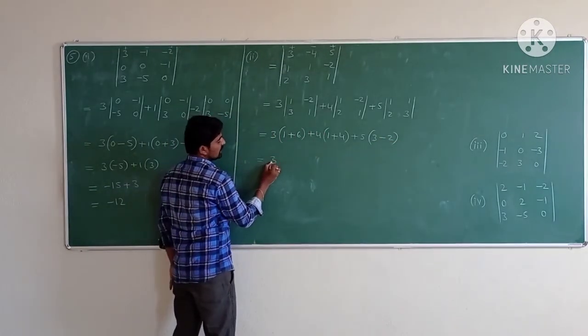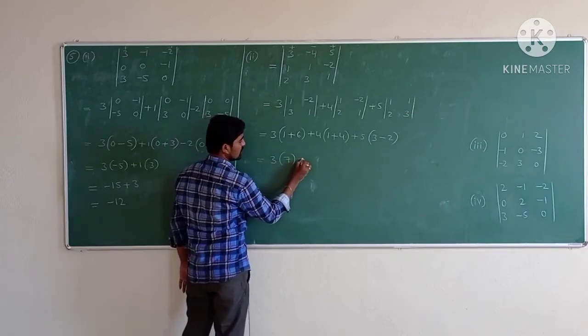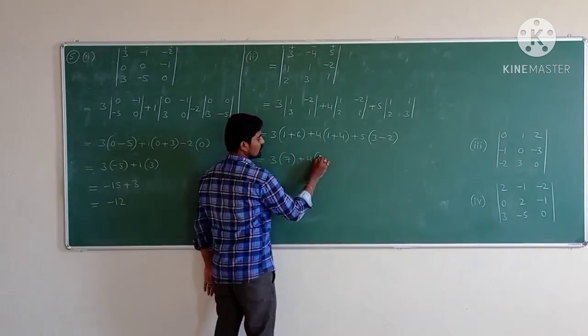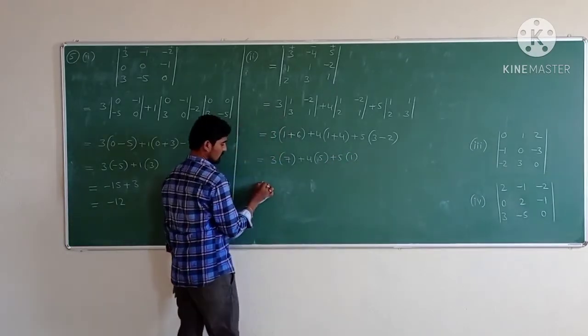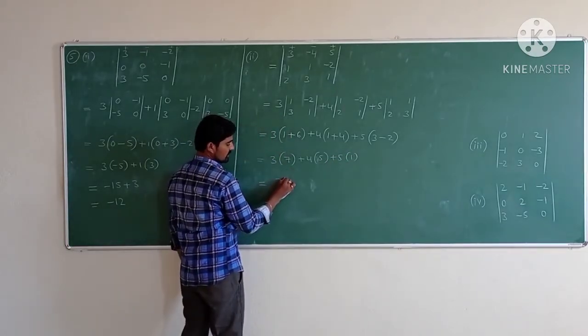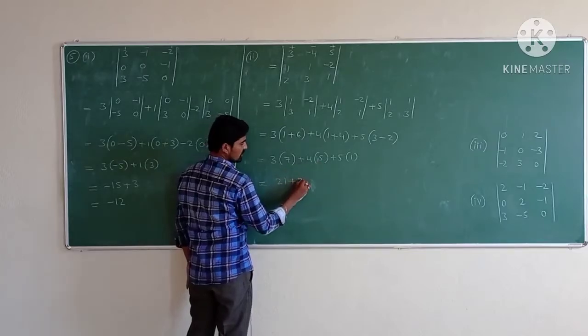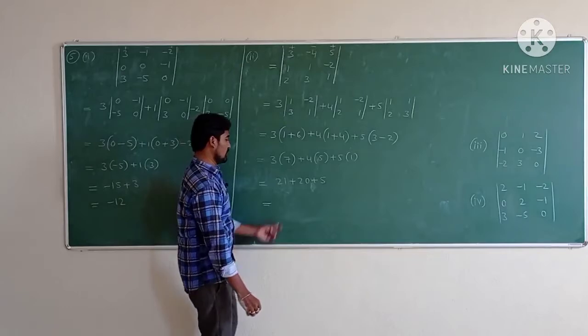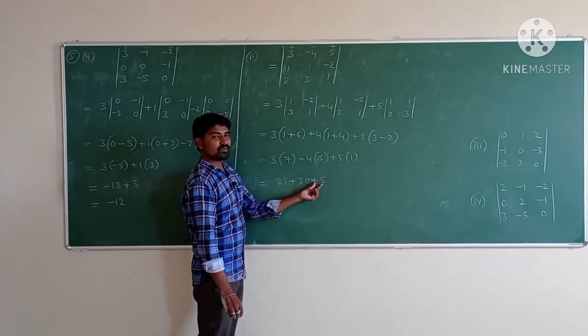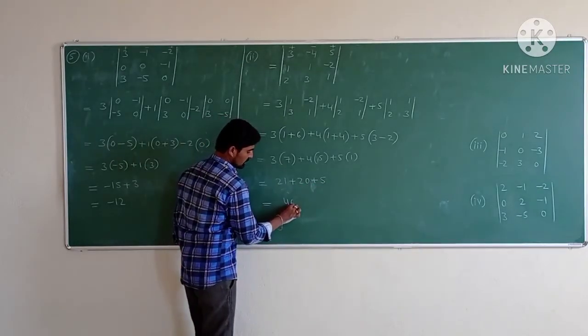Which is equal to 3 into 1 plus 6 is 7, plus 4 into 1 plus 4 is 5, plus 5 into 3 minus 2 is 1. Which is equal to 3 7s are 21, 4 5s are 20, plus 5 1s are 5. Which is equal to 21 plus 20, 41, 41 plus 5, 46.